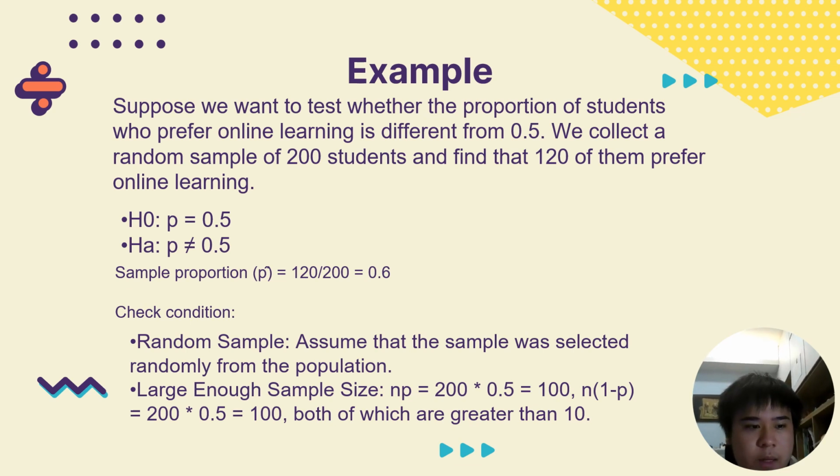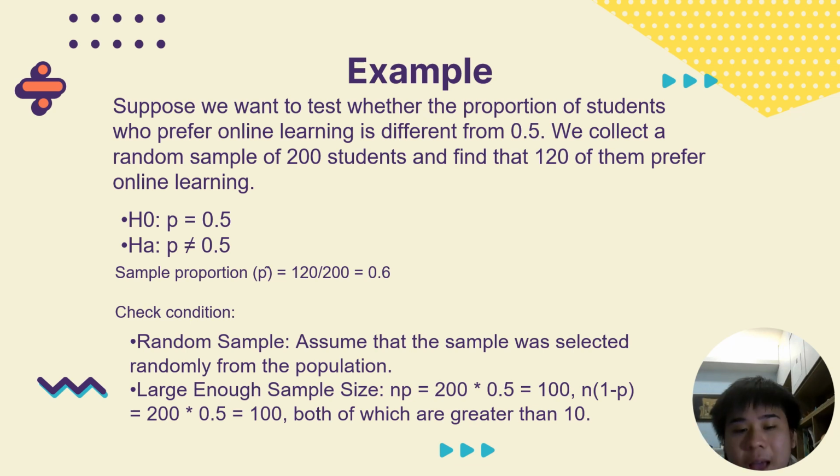Next up, we'll be checking conditions. First up, we'll be using random sampling. Of course, we need to make sure that the samples chosen are random. Next, we'll be seeing if the sample size is large enough. So it'll be n times p, 200 times 0.5, equals 100. For q, 1 minus p, that's 0.5, also 50.